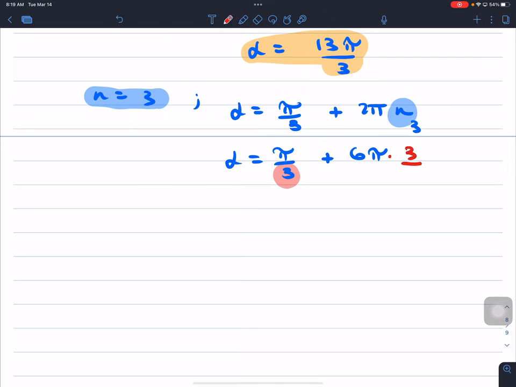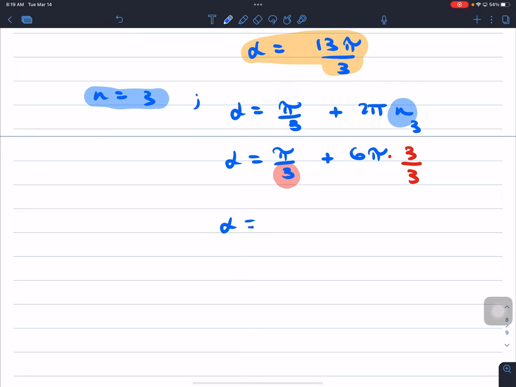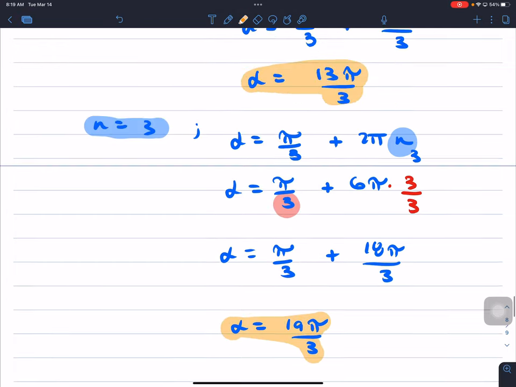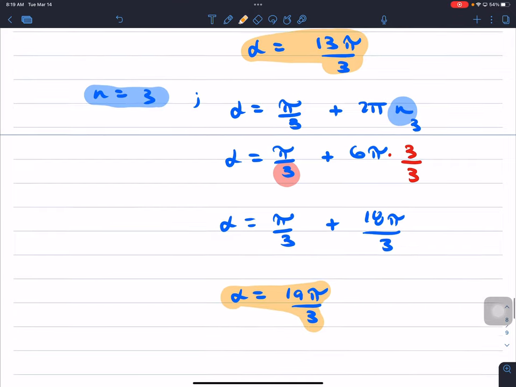Multiply the top by 3, the bottom by 3. What happens with my arithmetic, right? You get pi over 3 plus, what's this? 18 pi over 3. Can't we add this now? This is now what? 19 pi over 3. Okay, you guys with me on this?